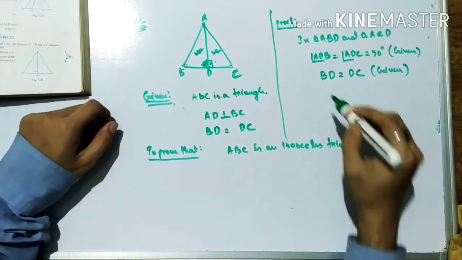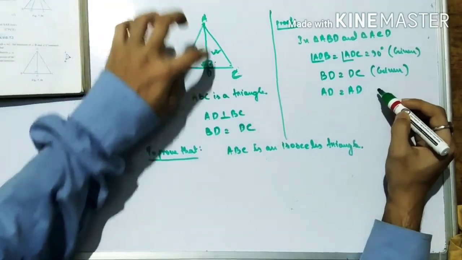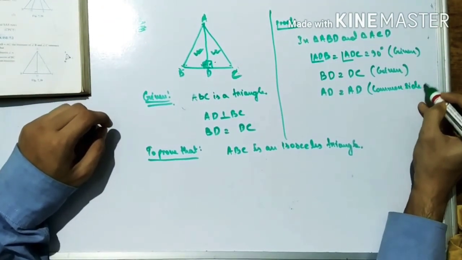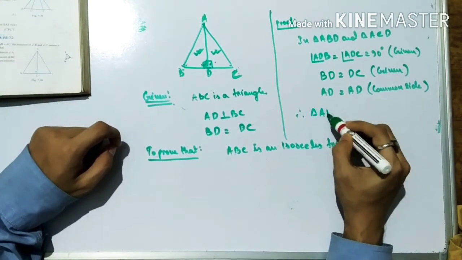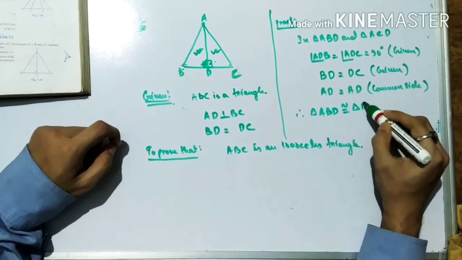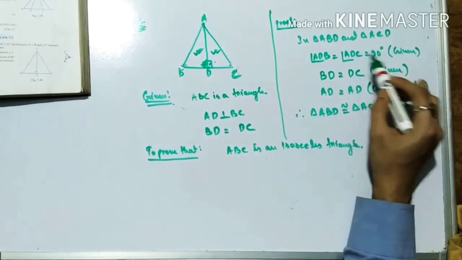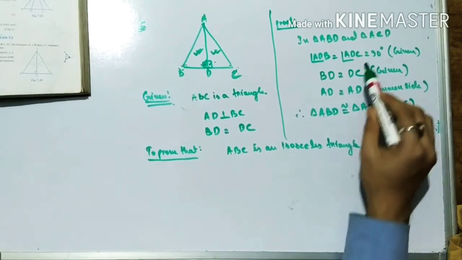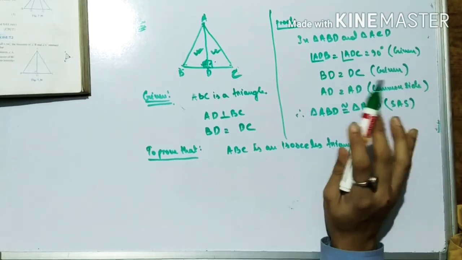And the last, what can I write? AD is equal to AD. This is the common side in these two triangles. So therefore I can say that triangle ABD is congruent to triangle ACD by SAS. Here there is a 90 degree angle, but you don't write RHS, because I am not saying the hypotenuse is equal.